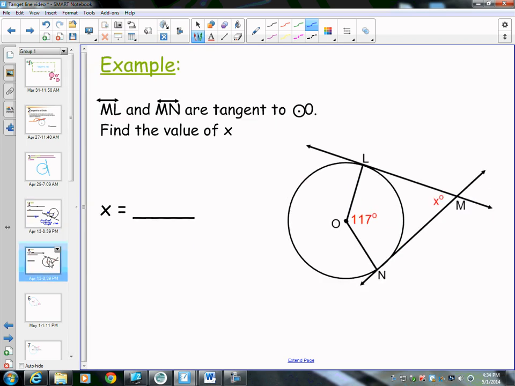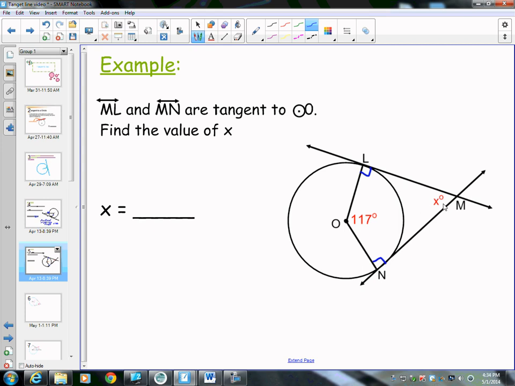The next thing we could do with this: if line ML and line MN are both tangent to circle O, that means angle N is a right angle, and angle L is a right angle. Why do we care? Now, if we look at the bigger picture, we see a four-sided figure, quadrilateral LONM. We already know three of these angles on the inside. We know this is 90 degrees, we know this is 117, we know this bottom one is 90.